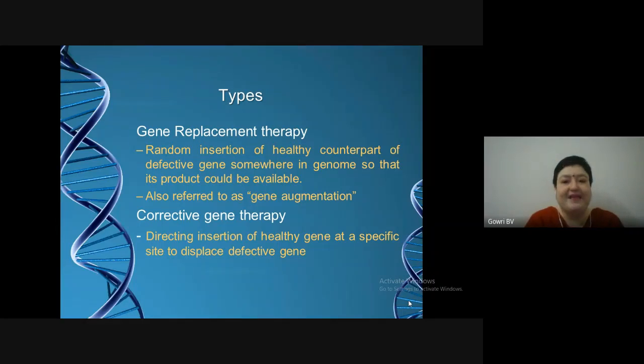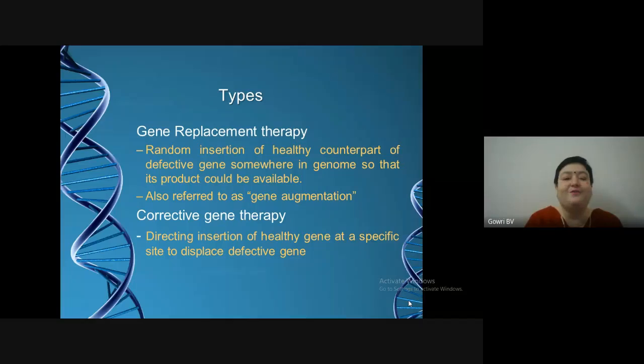What is gene replacement therapy or gene augmentation? Random insertion of a healthy counterpart of the defective gene somewhere in the genome so that its product could be available. Imagine you have a stretch of DNA molecule with a defective gene in the center. You need not replace the correct version in the center. You can insert it in any part of the genome so that the product is obtained. Such therapy is called gene replacement therapy, and it is also referred to as gene augmentation.